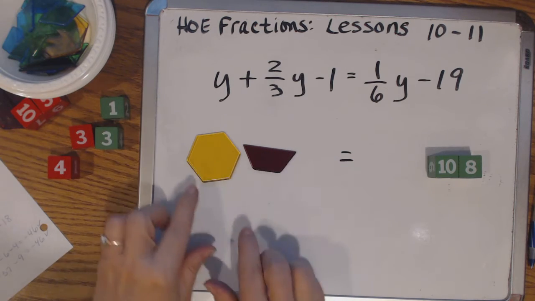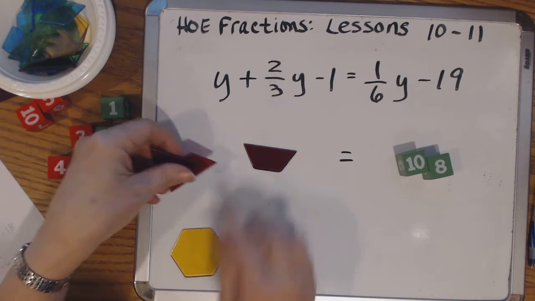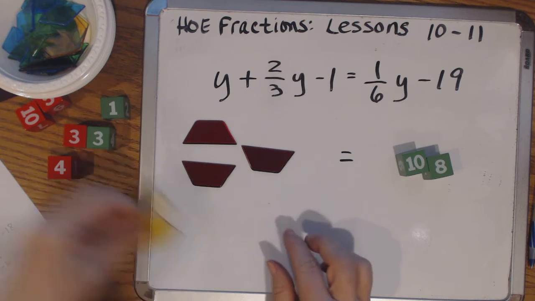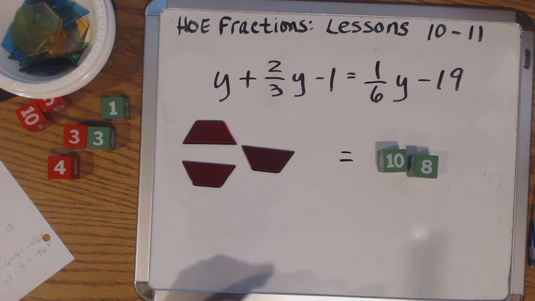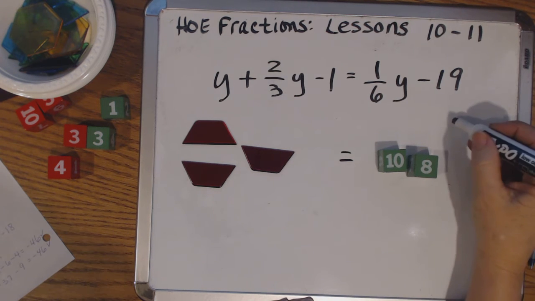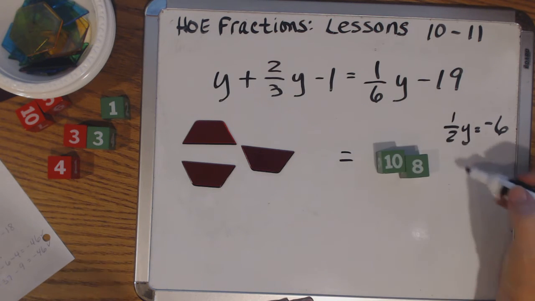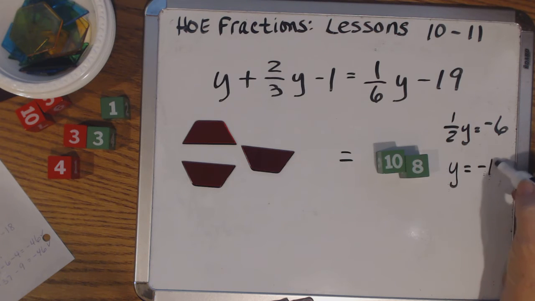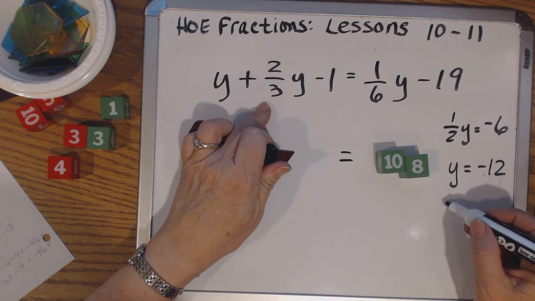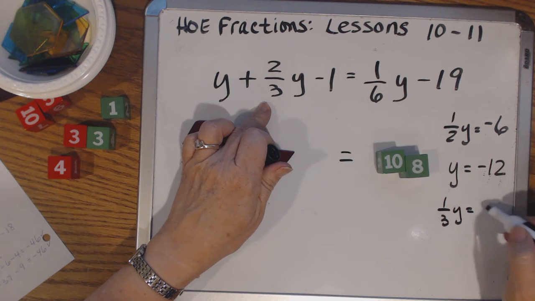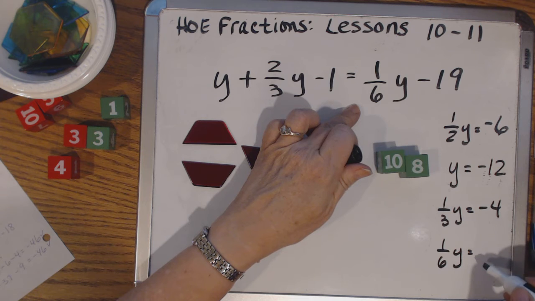Okay, and you can be really super explicit because this is divisible by 3. I could swap that out for 2 more halves, right? So I could easily see that each half is equal to negative 6. Okay, so half of y is negative 6. If half of y is negative 6, a whole y has to be negative 12, right? And then if y is negative 12, a 3rd of y would be negative 4, right? And a 6th of y would equal negative 2.